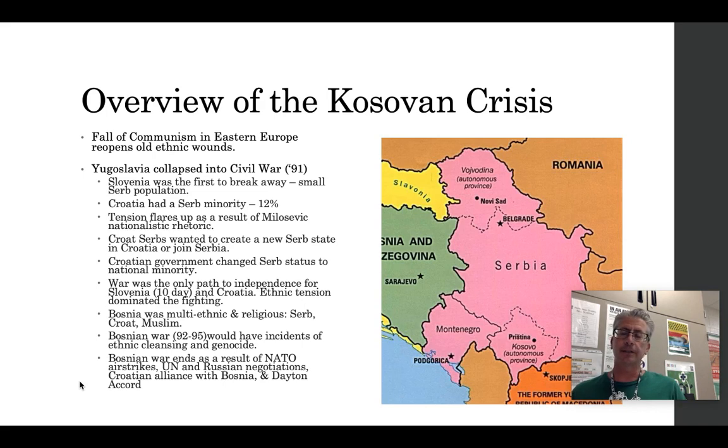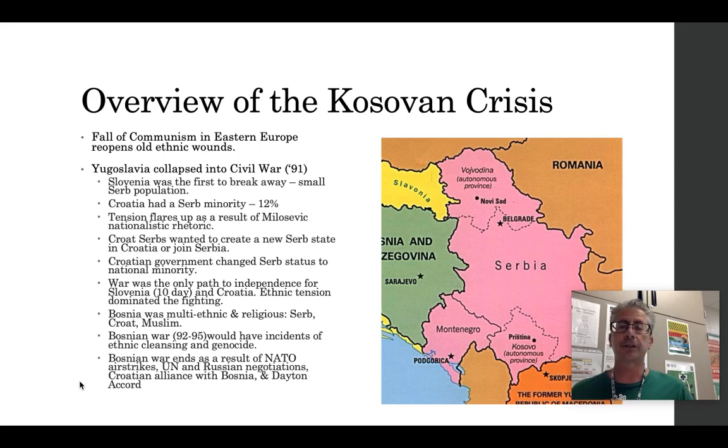The Bosnian War ends as a result of NATO airstrikes. And this will be the first time NATO is actually used. It was created during the Cold War to be a counter to the Soviet Union. Never used, though. Threats were there. And now, with communism collapsing, NATO repurposes itself and gets involved in the conflict. So with strategic airstrikes, it's going to help contribute to ending the Bosnian War.